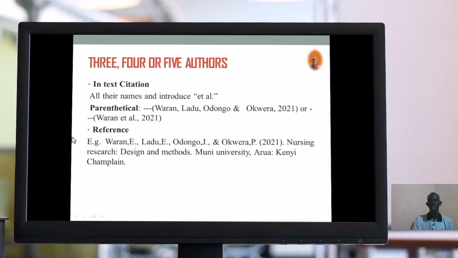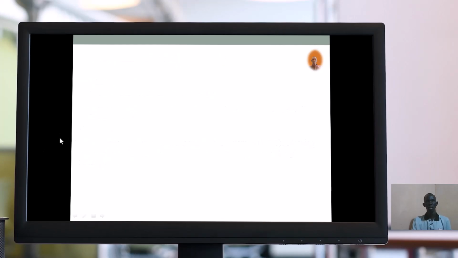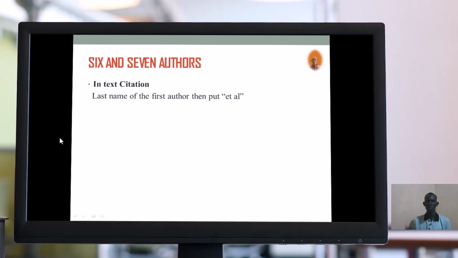And then this takes us into citing for let me say 6 and 7 authors. When you're citing for 6 and 7 authors in text, we normally begin with the last name of the first author, and then we can go direct and put the word et al., which is very fine. For example, the author Warren, then put et al. Et al. means and other authors, for the year of publication.